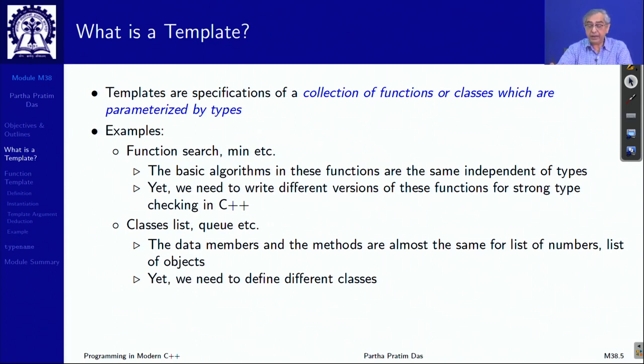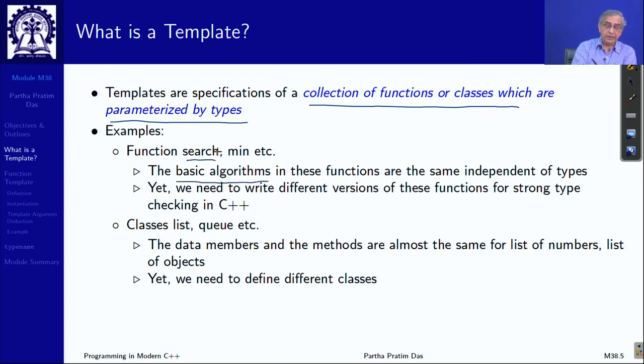Templates are a specification of collection of functions which are parameterized by types. Right. So far, functions were parameterized for their arguments, but not by types. Why do we need that? Because there are several functions, several logic where the algorithm is generic, like search, like finding minimum, these are generic in nature of the algorithm.